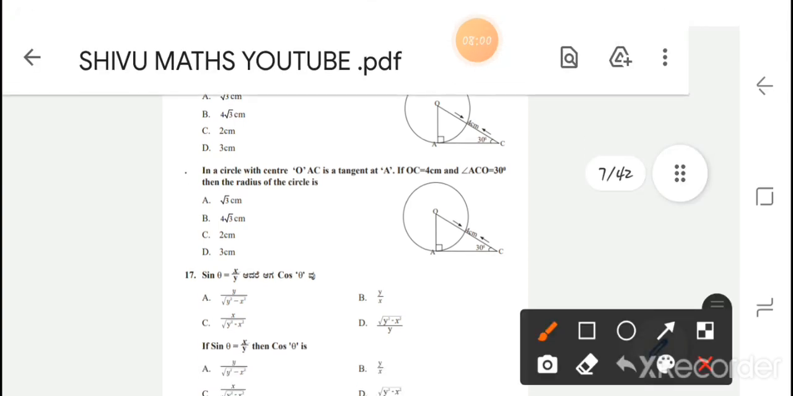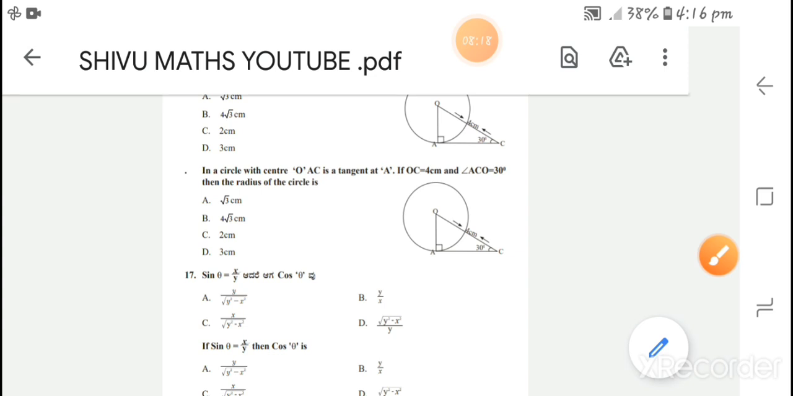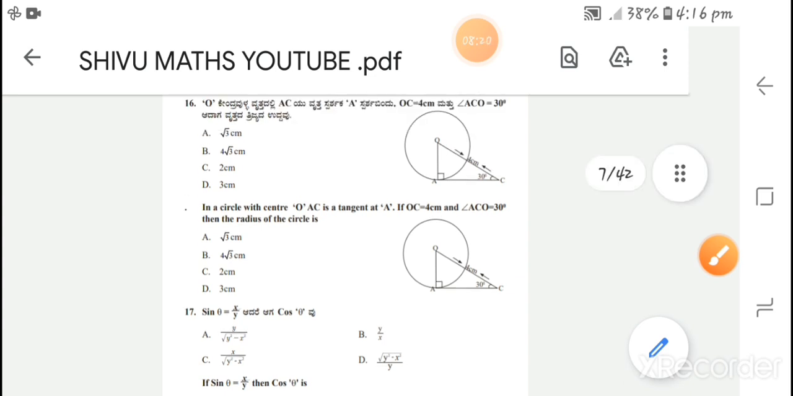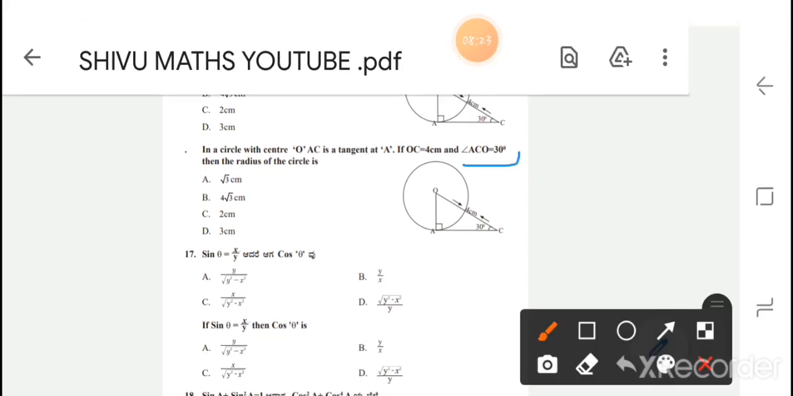Observe the 16th question. In a circle with center O given, AC is a tangent, this is a tangent at A. OC is given, that is 4 centimeter, and the angle ACO is 30 degrees given. See, observe, this is theta, 30 degrees. We need to find the radius of the circle. So we need to find OA, since OA is the radius of the circle.